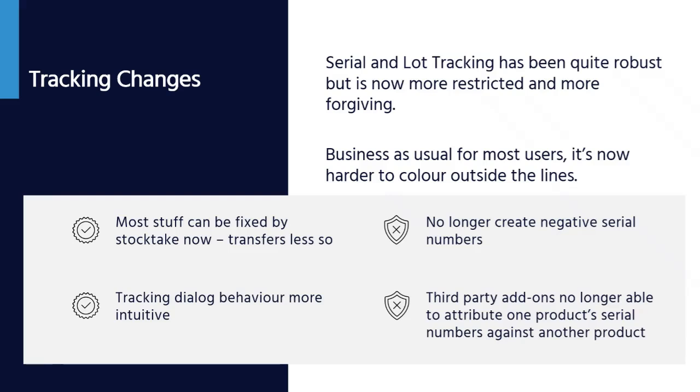You could get in situations where you did have negative serial numbers, so you're no longer able to do that. And another thing that we saw is that some third-party add-ons were picking up a serial number for one product and attributing it to another. So not doing a check to see whether the serial number belonged to the actual product that they were trying to attribute it to. We've now made some changes in that regard as well to make those things less likely to occur.